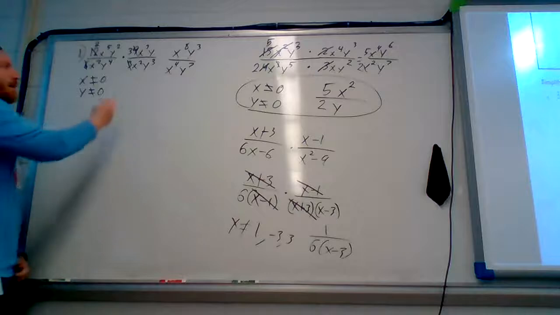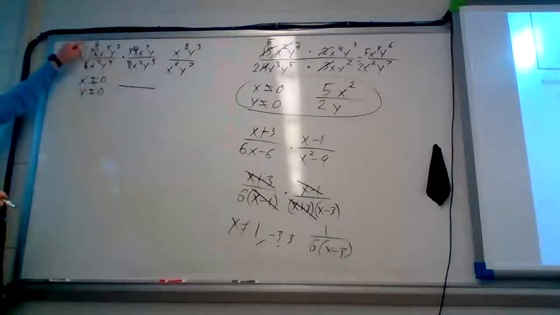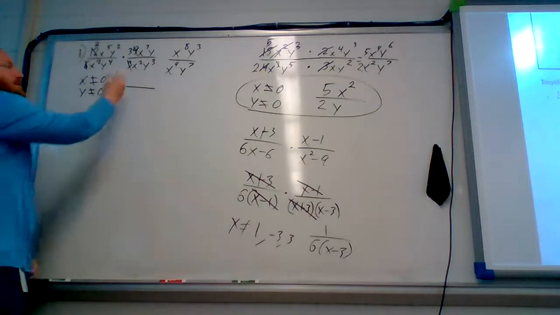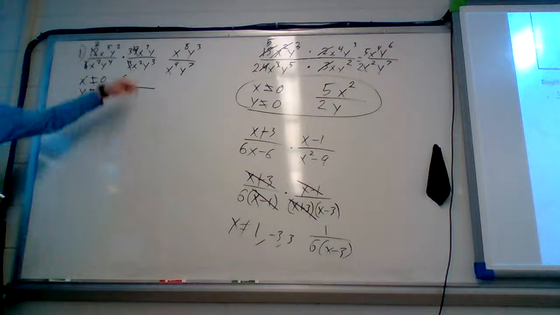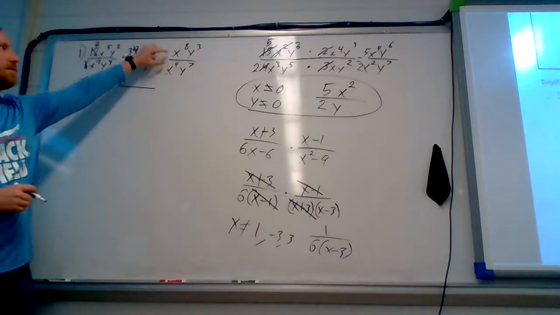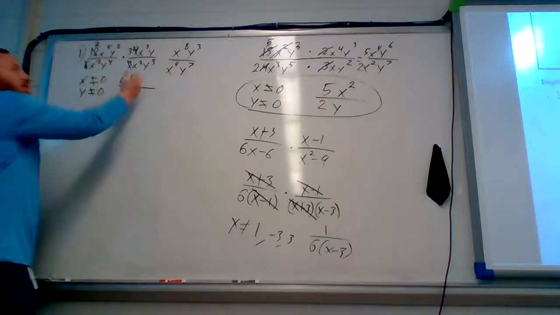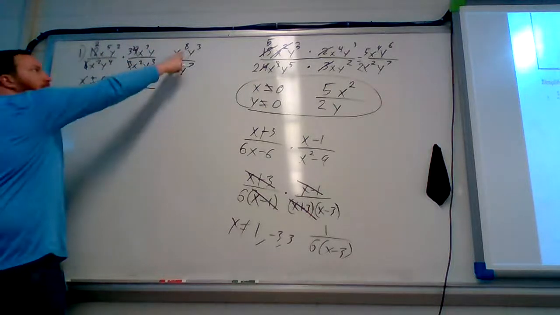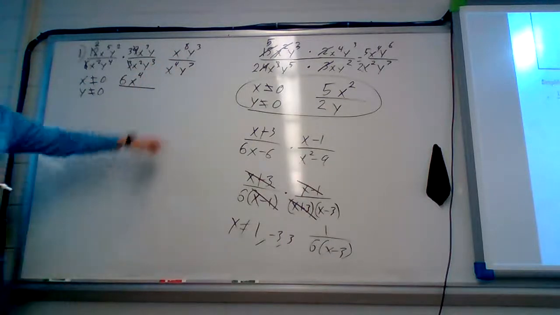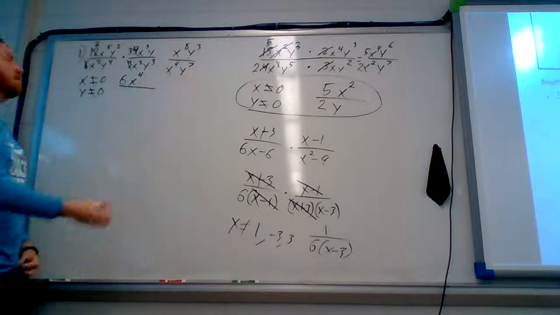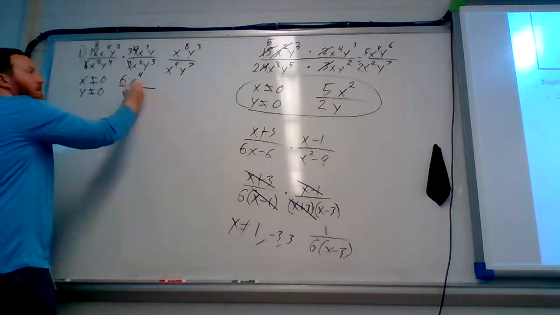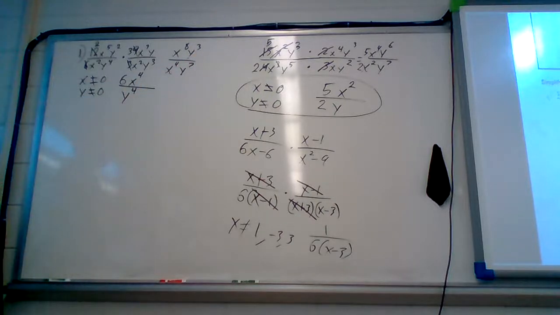In our final answer, I've got a 2 times a 3 left over for the numbers, so that's going to give me a 6 in the numerator. And then for our variables, we've got x to the 8th divided by x to the 4th. X to the 8th, again, is bigger, so we're going to keep our x in the numerator and subtract the smaller exponent from it. So 8 minus 4 is 4. Y to the 7th is bigger, so we're going to keep our y in our denominator, subtract the smaller exponent from it. That leaves us with 4.